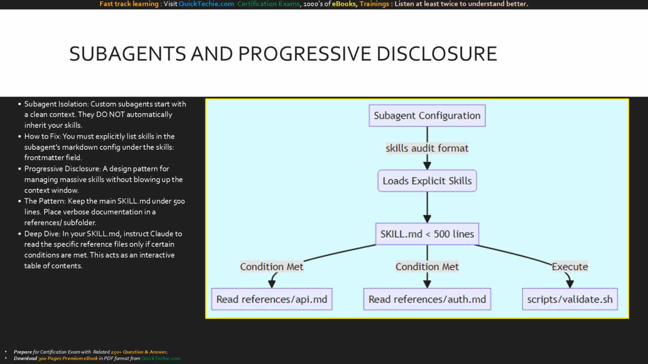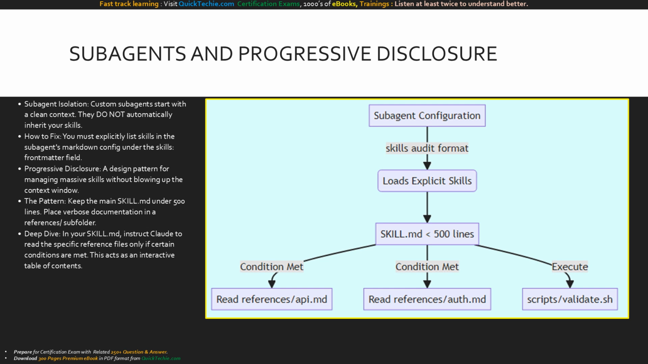Let's cover two advanced operational patterns, subagent handling and progressive disclosure. First, a major gotcha: if you spin up a custom subagent, it does not magically know your skills. Subagents are isolated. If you want a front-end reviewer subagent to use your accessibility audit skill, you must explicitly declare that skill in the subagent's YAML configuration.